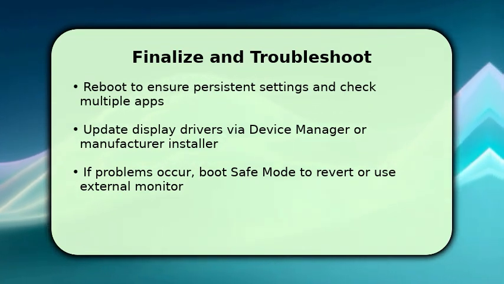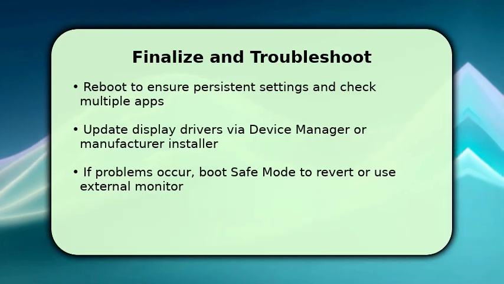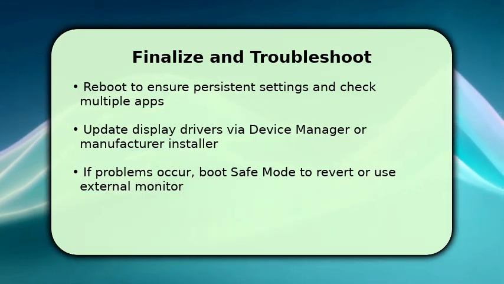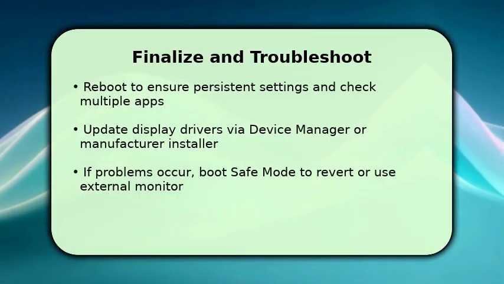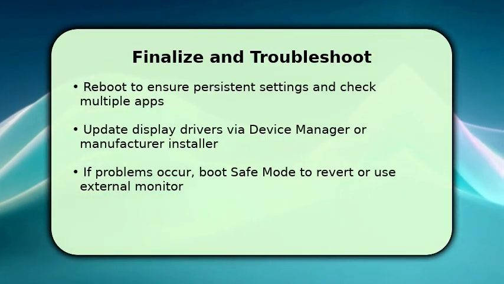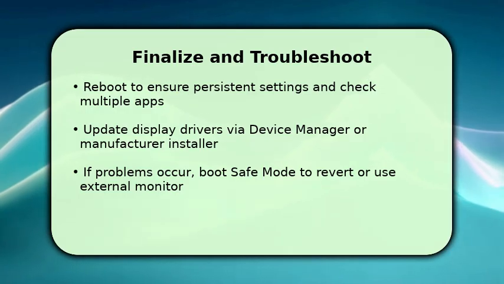You update or reinstall display drivers to prevent scaling glitches using Device Manager or the vendor installer. Once done, calibrate text size and DPI if available, and save a restore point so you can go back.